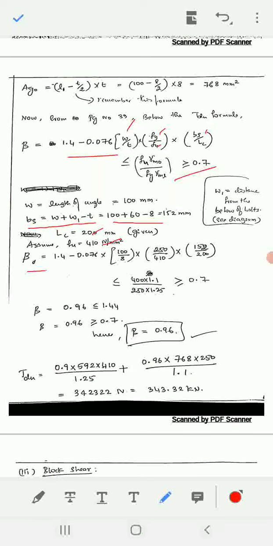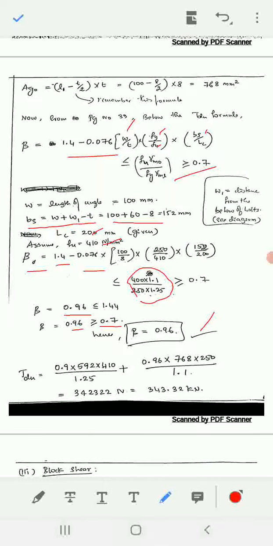Then beta value is calculated: 1.4 minus 0.06 into W by T, that is 100 by T, into Fy by Fu, 250 by 410, into BS by LC, 150 by 200. We got value as how much? 0.96. Should be less than this value, right? That is Fu gamma m naught by Fy gamma ml. Fu is 400 into 1.1 divided by 250 into 1.25, that is gamma ml is 1.25, and should be greater than 0.7. We got 0.96, less than 1.4 and greater than 0.7. So beta value is correct.